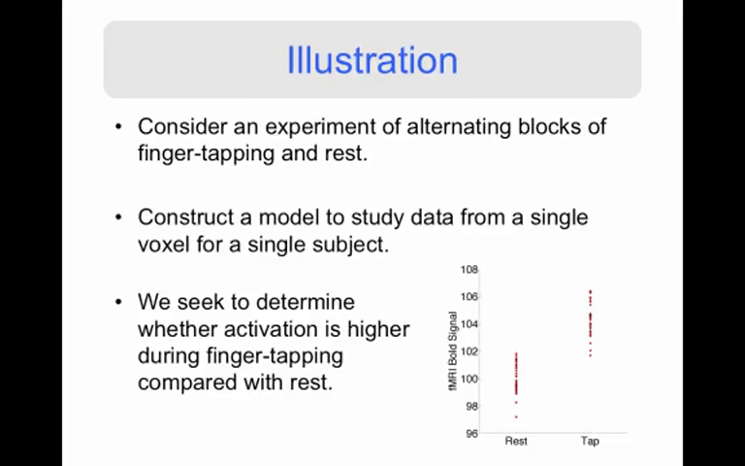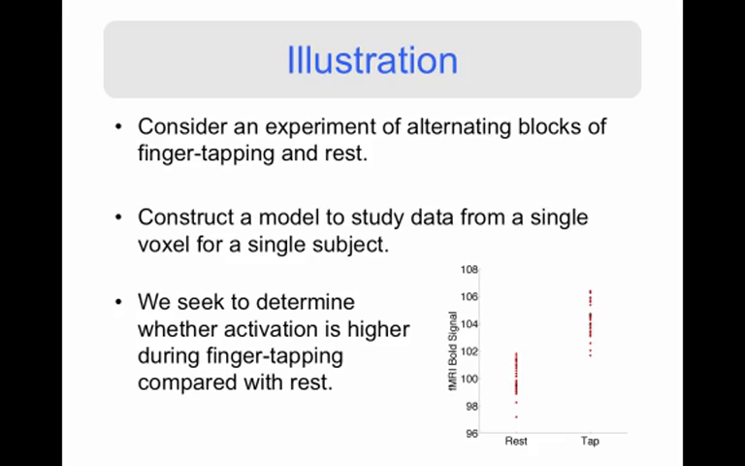To illustrate the general linear model, let's consider the following experiment. Let's consider that we have alternating blocks of finger tapping and rest. This is a paradigm where we tap our fingers for 20 seconds, and then we rest for 20 seconds. Tap our fingers for 20 seconds, then rest for 20 seconds, and so on.